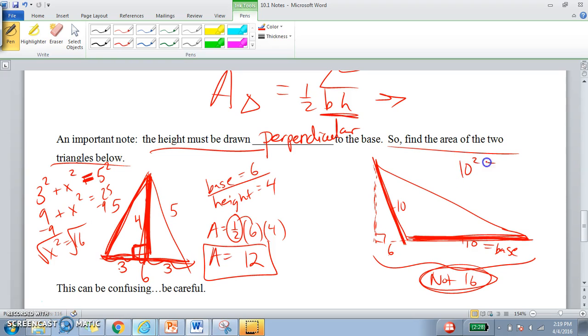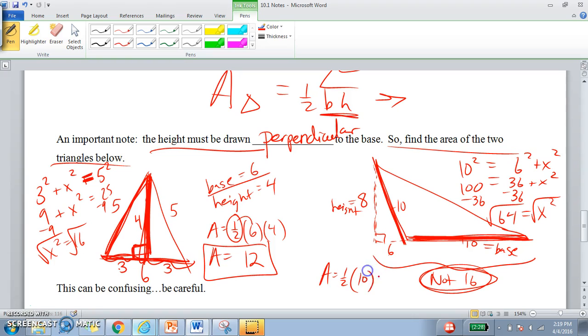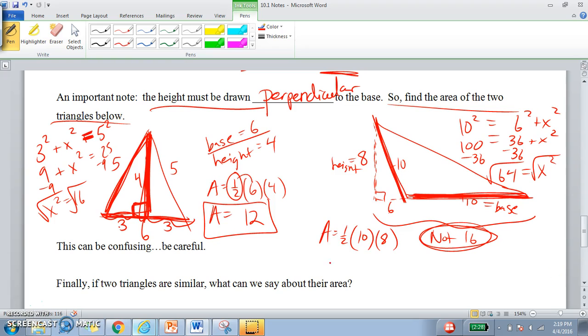So to do that, we could use Pythagorean theorem again. 10 would be the hypotenuse, so 10 squared equals the other 2 squared. This is 36. This is 100. Subtract 36 from both sides. This is 64. And then when we square root that, we get that this is 8. So my height would be 8. My base was 10. So again, 1/2 times base times height. 1/2 of 10 is 5, and 5 times 8 is 40. Okay.